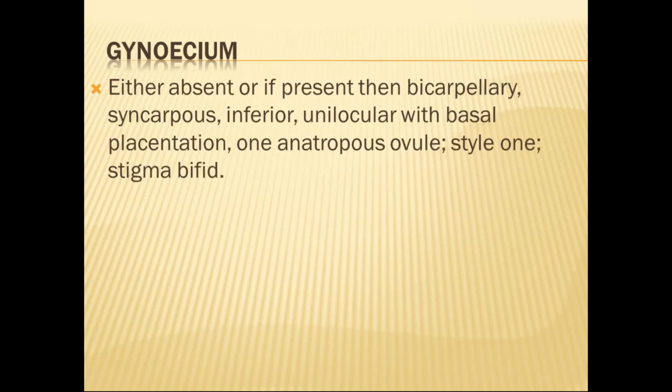Androecium is totally absent in ray floret. Gynoecium is present. They are bicarpellary, syncarpous, with inferior ovary, unilocular, with basal placentation and one ovule. Style is one and stigma is bifid.